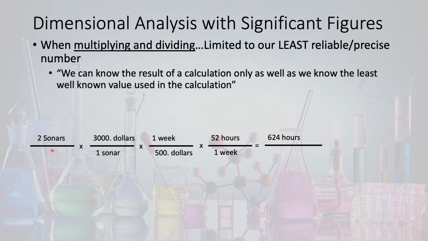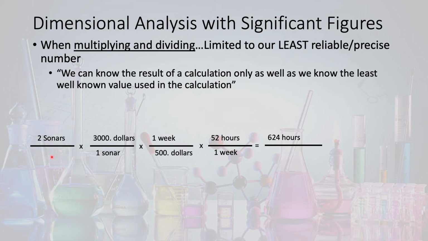So our equation here is 2 sonars times $3,000 per one sonar. The sonars will cancel in this case, and we're left with dollars, multiplied by 1 week per $500. Dollars cancel. And then multiply this by 52 hours per 1 week. Our weeks cancel, and we are left with hours. If we perform the algebra in this equation, we arrive at an answer of 624 hours.